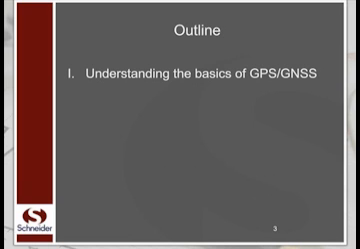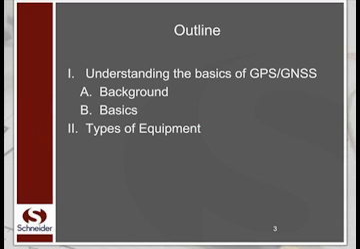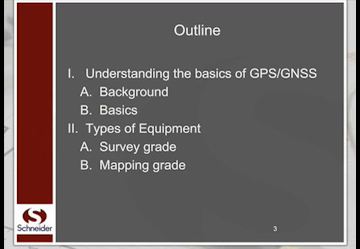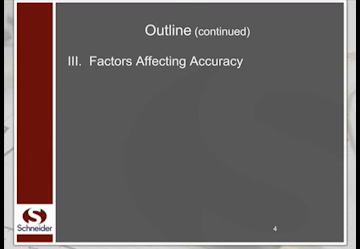So a quick outline of what we're going to do today in the next hour. First, understanding the basics of GPS, a little background about the satellite system, the basic operation. We're going to then talk about types of equipment. And we really have three, in this industry, we talk about three types of GPS equipment: survey grade, mapping grade, and recreational grade. And then we're going to talk about the factors that will affect the accuracy.